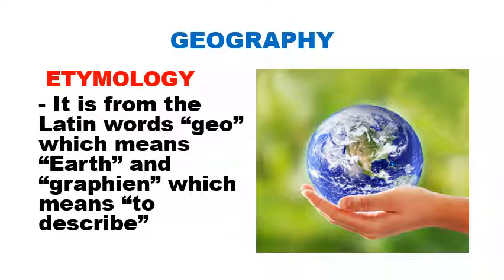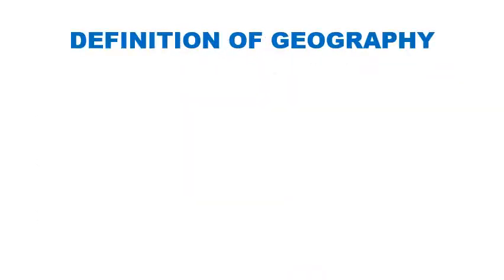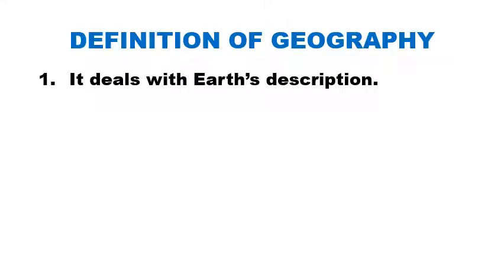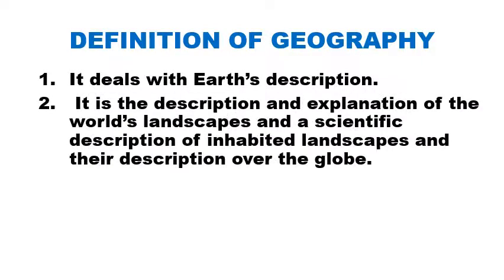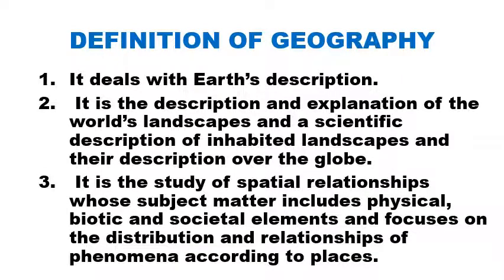Etymology. It is from the Latin words geo, which means earth, and graphein, which means to describe. Definition of geography. It deals with Earth's description. It is the description and explanation of the world's landscapes and a scientific description of inhabited landscapes and their description over the globe. It is the study of spatial relationships whose subject matter includes physical, biotic, and societal elements and focuses on the distribution and relationships of phenomena according to places.